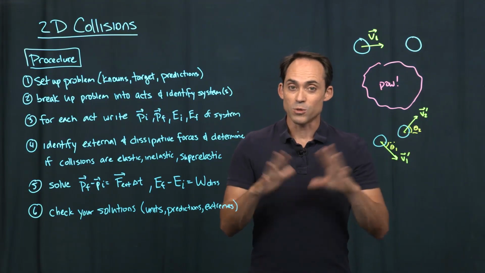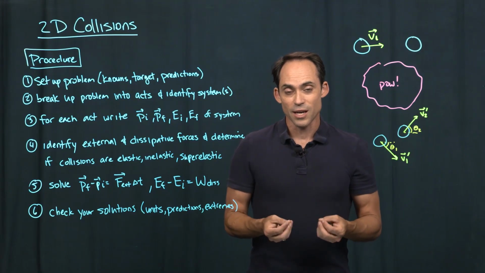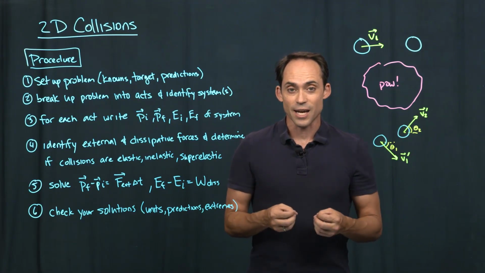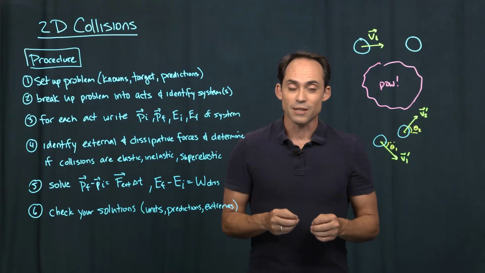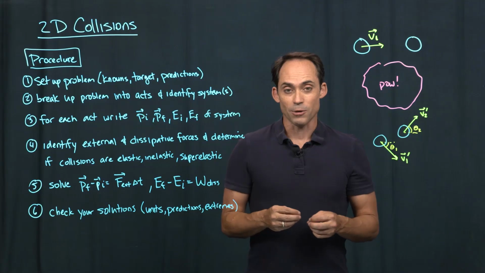And then finally, once we solve for our unknowns, we're going to check that our answer makes sense, both in terms of the units and also the predictions that we made ahead of time. And if we have a relationship, we can look and see if that relationship makes sense for extreme values of the parameters that we're interested in.